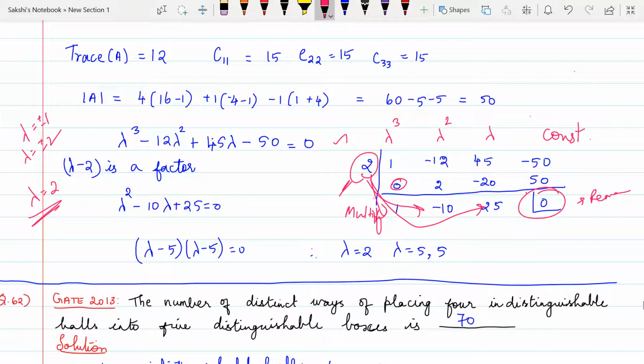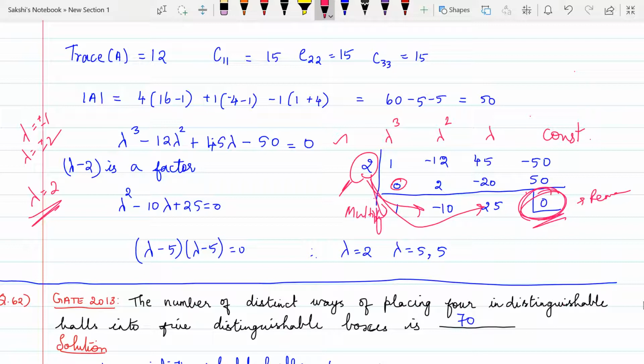Since 2 is your factor, your remainder will be 0. So when you do not get the remainder to be 0, then you can find that 2 is not a factor for your particular equation, or whatever you're doing is a mistake. Okay, so you can check that.